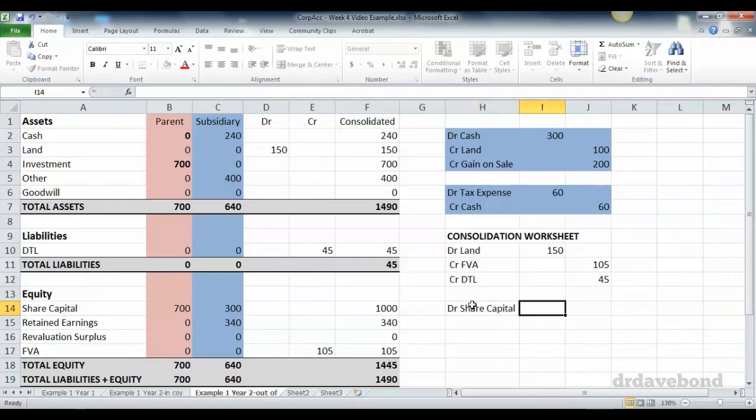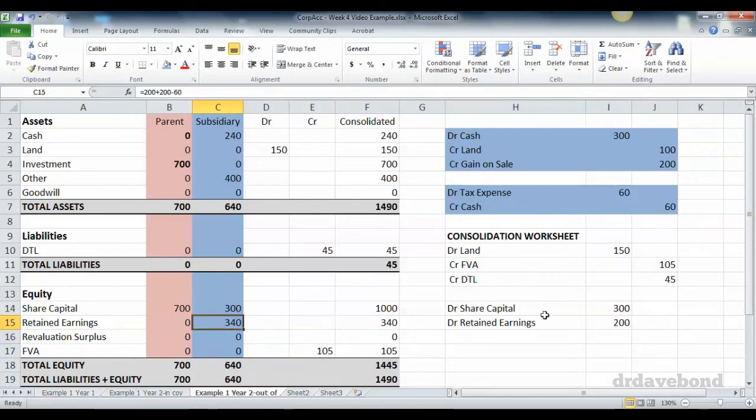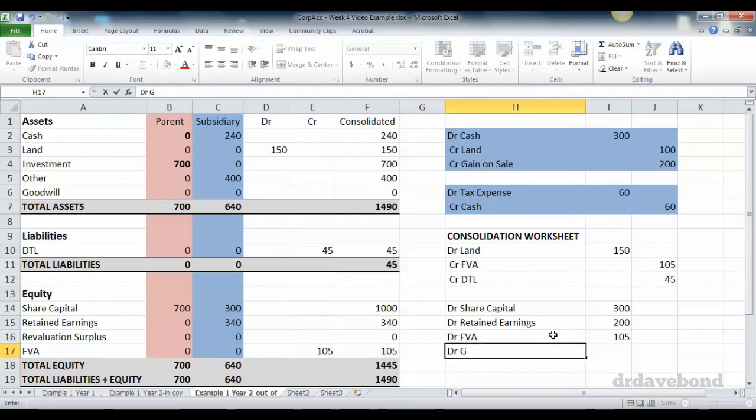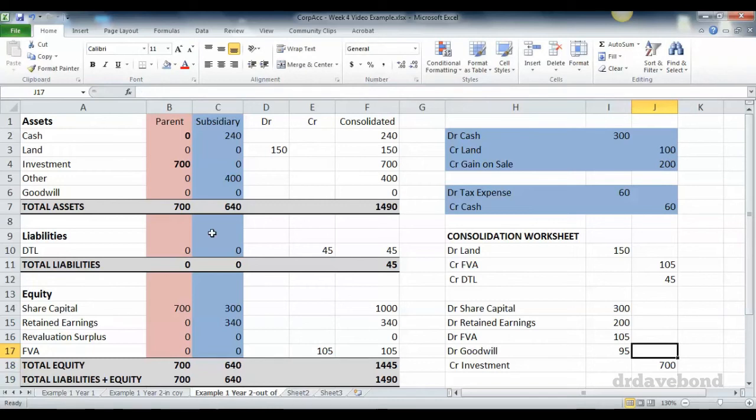We then have the elimination entry, which is getting rid of all the pre-acquisition equity, which is capital and retained earnings of 200. Again, remember, it is not the balance which is sitting there, it is the pre-acquisition amount. Debit the fair value adjustment, which is 105. Debit goodwill, which is 95. And credit investment, which is 700. Let's put all those effects in: share capital, retained earnings, fair value adjustment, goodwill, and the investment.